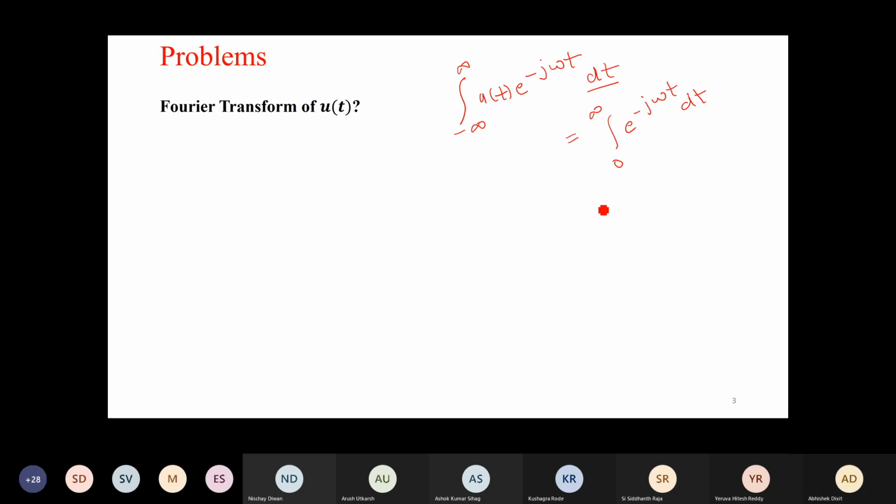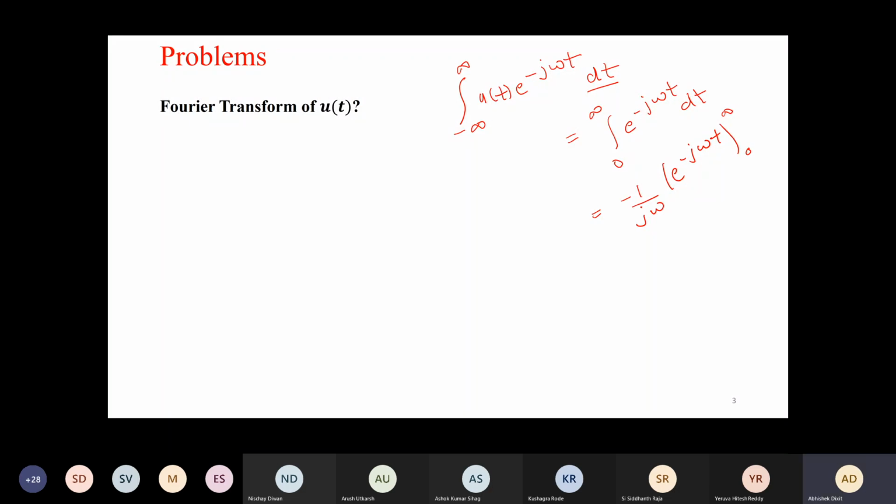No problem, so I can write this as the integration of e to the power minus j omega t, evaluated from 0 to infinity. Now I will run into trouble, right? Because I do not know what e to the power minus j omega t is at infinity. At this point, this integration becomes unsolvable. So definitely this is not the way to proceed for the Fourier transform of the unit step function.